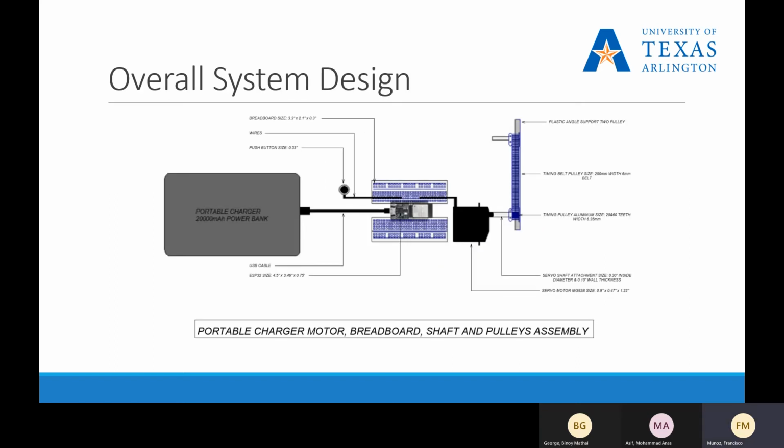The overall system setup consists of a 20,000 milliamp hour portable charger, a modified breadboard, an ESP32 development board, a push button, a shaft, and 2 pulleys with the belt. All of the components are designed to fit behind the bottom louver of the window shutter.